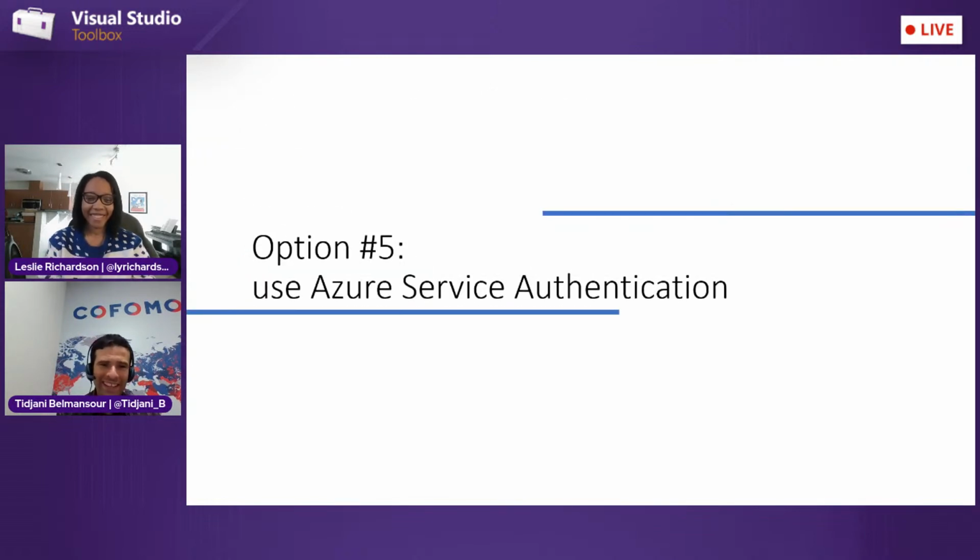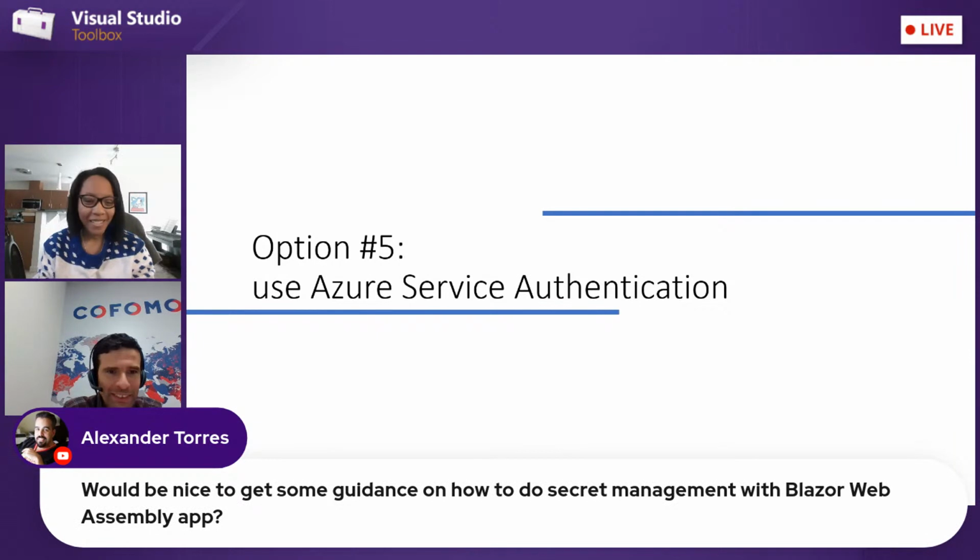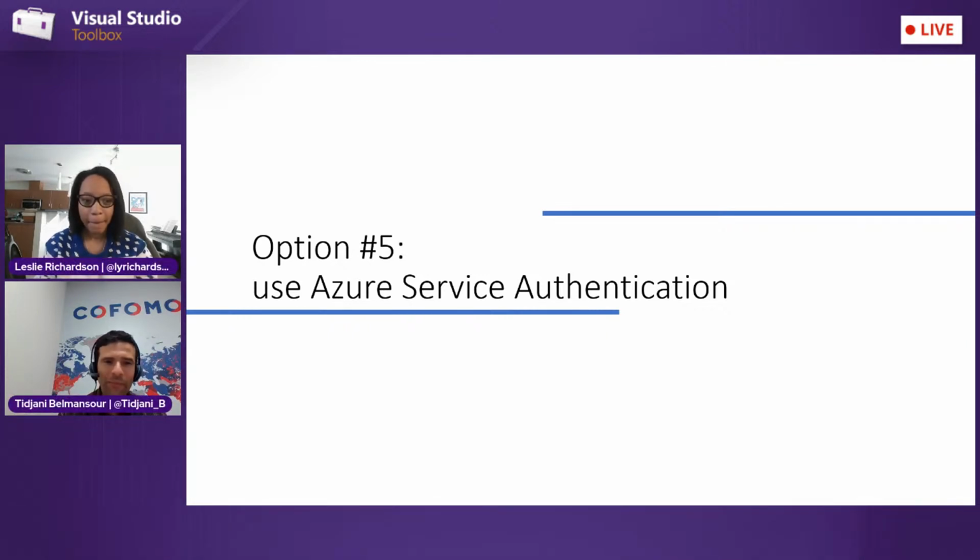Gotcha. Yeah. But before we get to option 5, I do have one question. Alexander says, it would be nice to get some guidance on how to do secret management with Blazor WebAssembly applications. So is there a secrets.json equivalent or environmental variable format? Is that the same? That sort of thing. Okay. Well, I think the solution will be option number 5. Okay, cool. Can you go through it kind of quickly since we're a little short on time? Oh, okay. Yeah. Sorry for that. No worries. Okay. This is great.